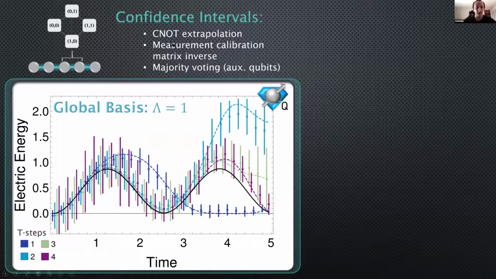By comparing the different results from using all these different methods to mitigate errors, we were able to get an estimate of the systematic uncertainties in this calculation. So the error bars on this plot are not just representations of the statistical error, they represent a full counting of all the systematic errors in the calculation.